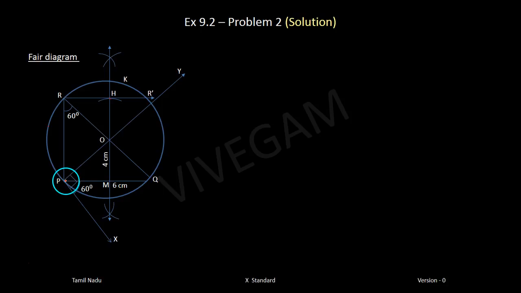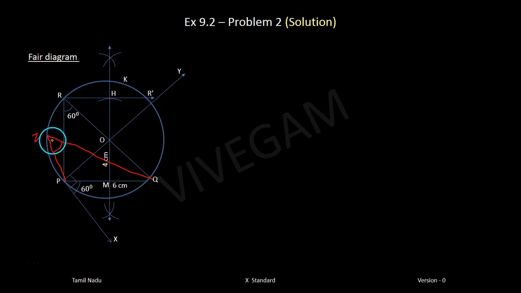As I said, you can join from here to here also. So let's say this is Z. PZQ will be the same 60 degrees. Now the question arises, why are we not using this?